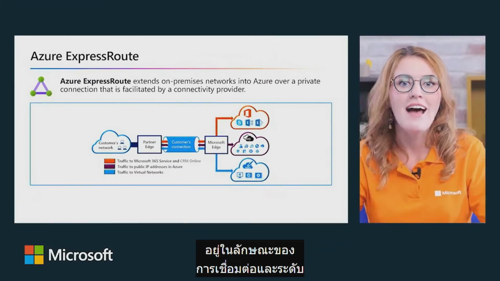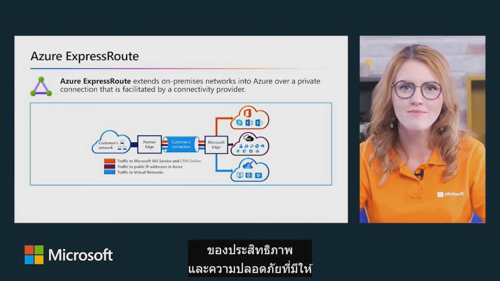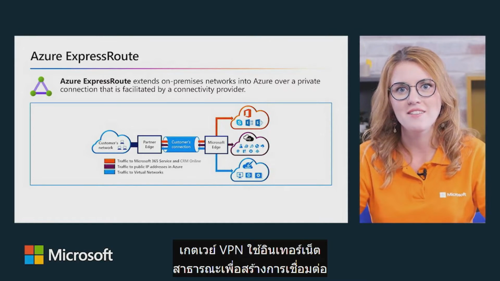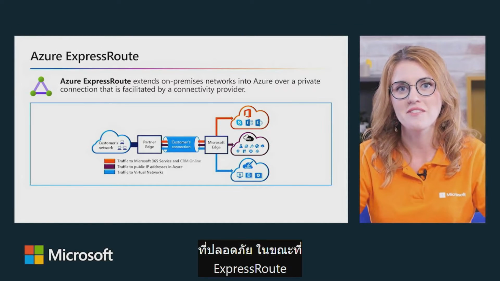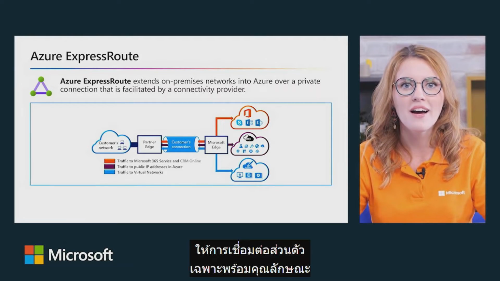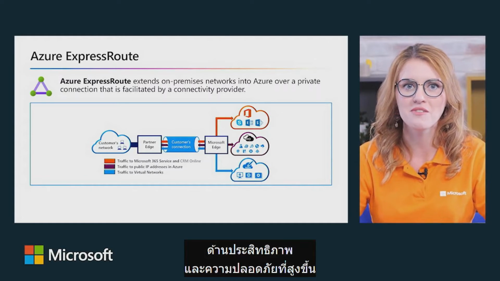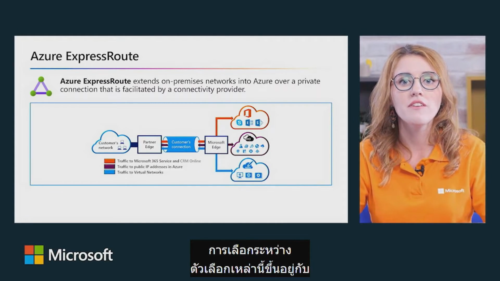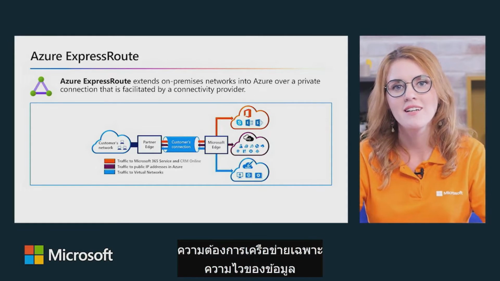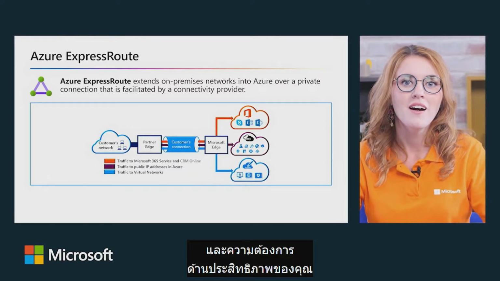In summary, the main difference between a VPN gateway and ExpressRoute lies in the nature of the connection and the level of performance and security they offer. A VPN gateway uses the public internet to create secure connections, while ExpressRoute provides a dedicated private connection with higher performance and security features. The choice between these options depends on your specific networking requirements, data sensitivity, and performance needs.